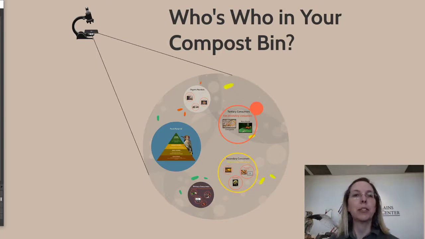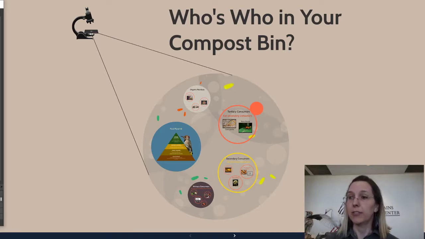And today I'm going to be sharing about who's who in your compost bin. And while decomposers are going to be the first thing that come to mind, there are a whole lot of other organisms that live in the compost bin, that live in compost. And it's super fascinating. It's basically the whole food pyramid, a whole system that lives within the compost bin and lives together off of each other.